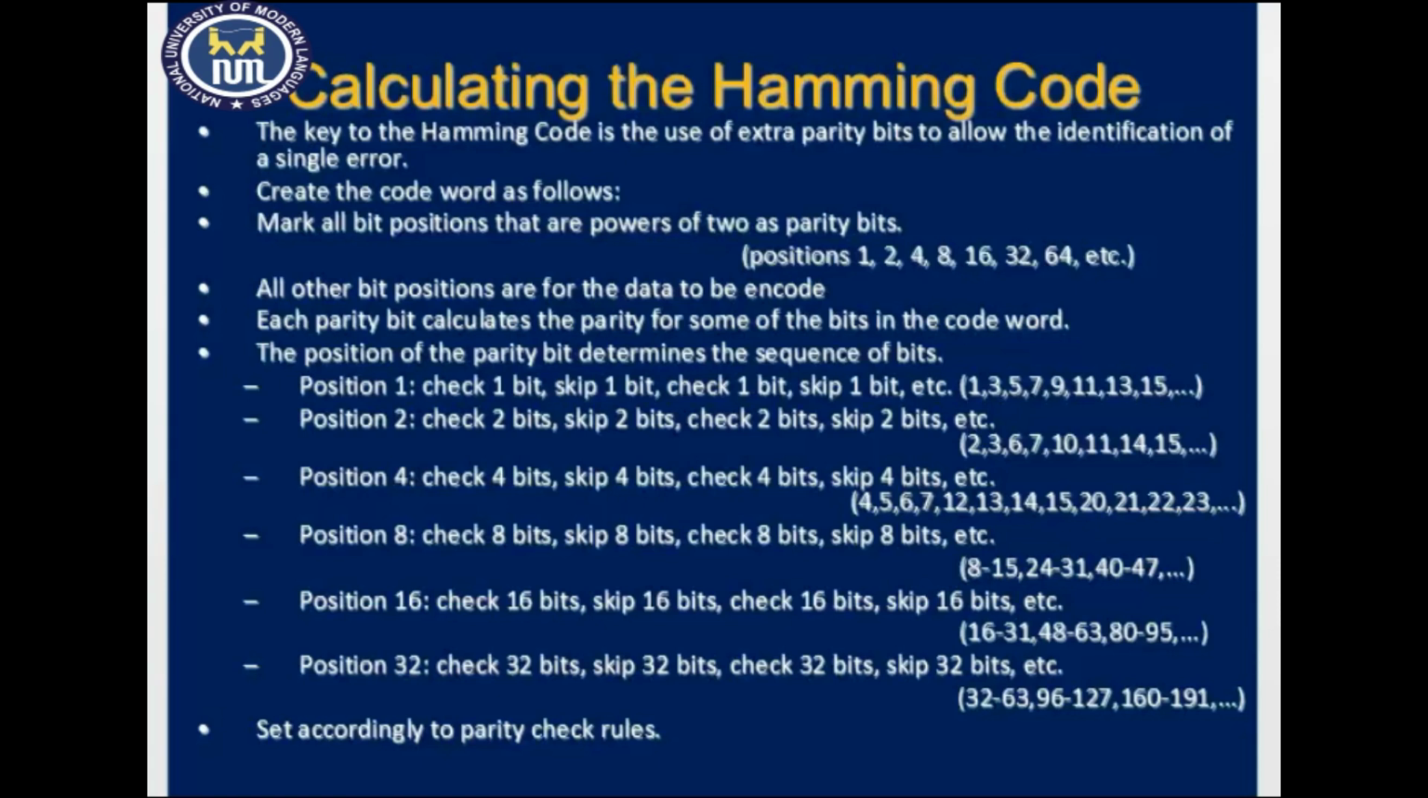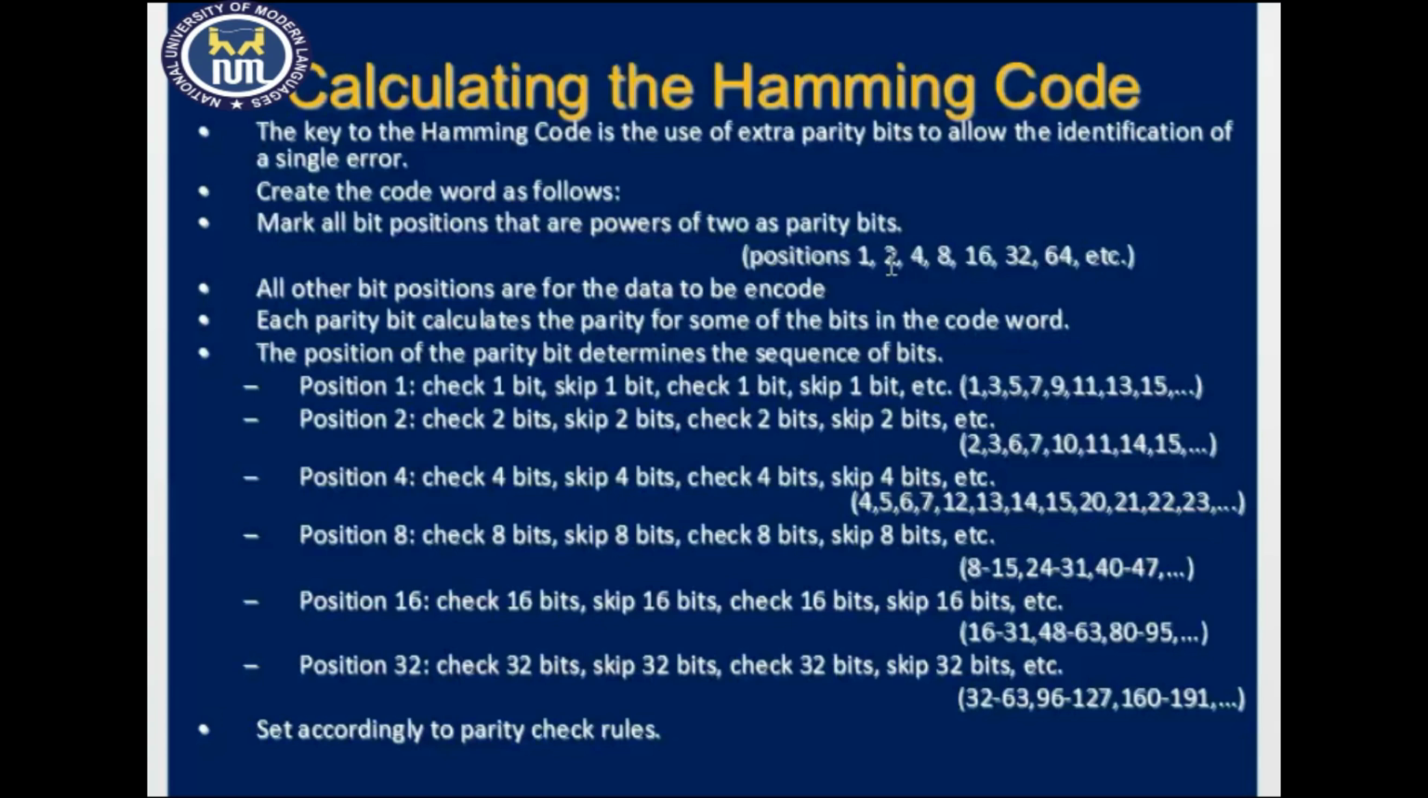Each parity bit calculates the parity of a selection of the bits in the code word. So instead of the data, we'll make it a code word. The position of the parity bit determines the sequence of bits. For position 1, which is a parity position, we check one bit and skip one bit. That means we check data bit 1, then bit 3, bit 5, 7, 9, 11, 13, 15, and so on.